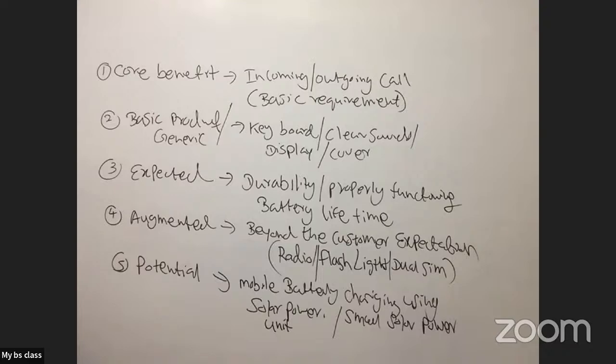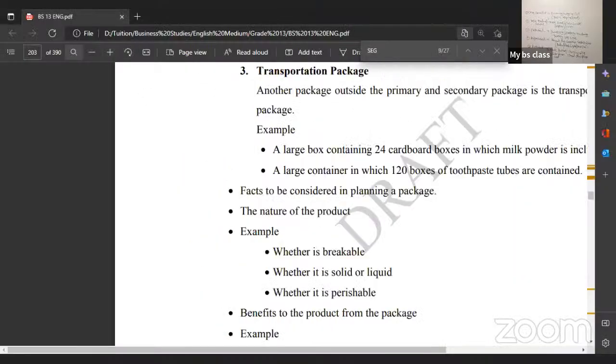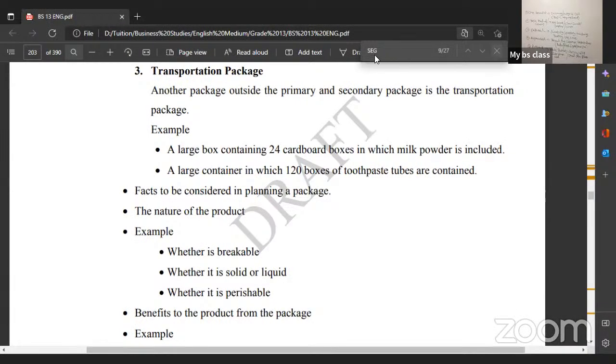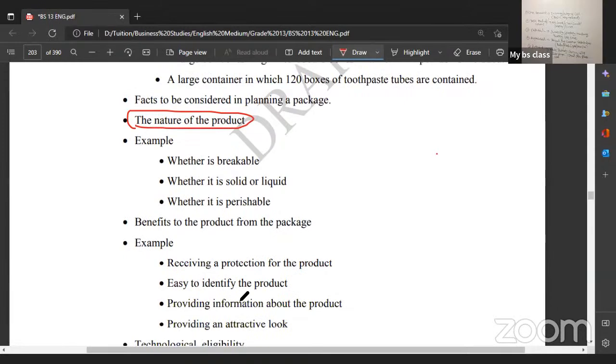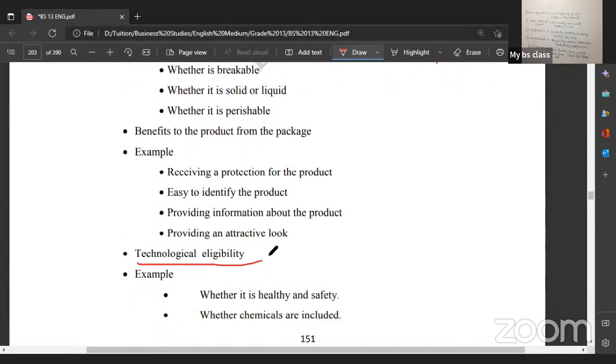Right, I think as we discussed, there are a lot of factors when it comes to packaging. Yes, the nature of the product. Look here, if you mention a few of these, you get marks. The nature of the product, right? Also, we can definitely think about the durability of the package, and whether it is technically okay, the technical eligibility, because it differs from product to product.